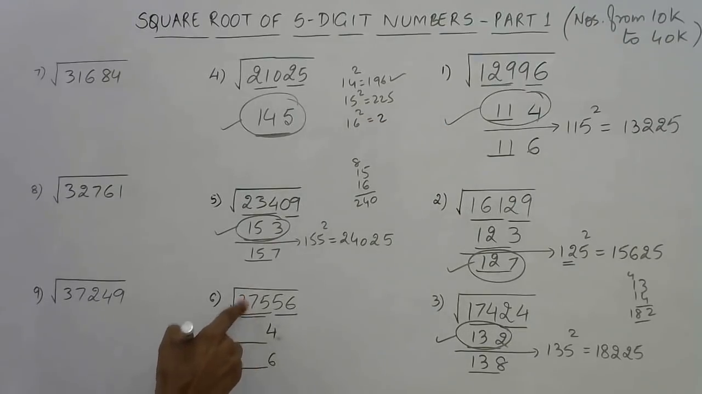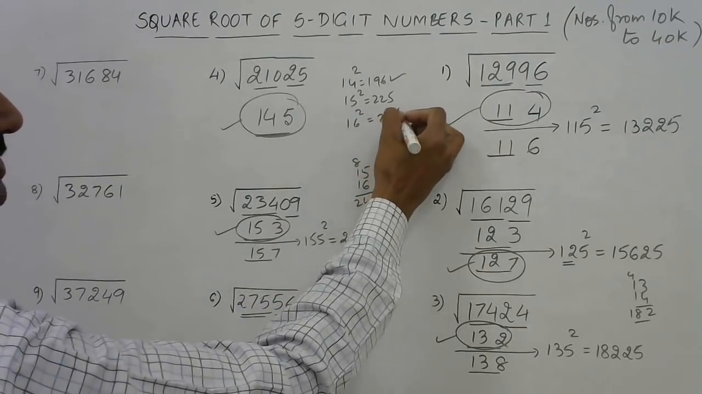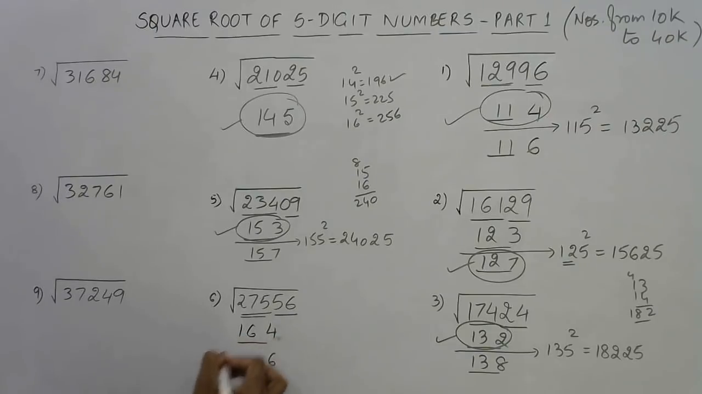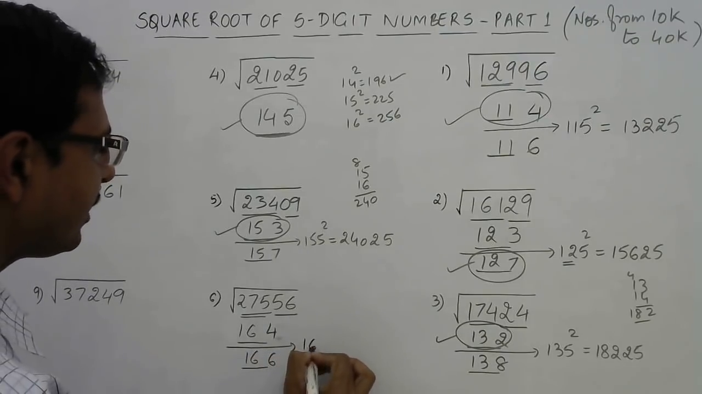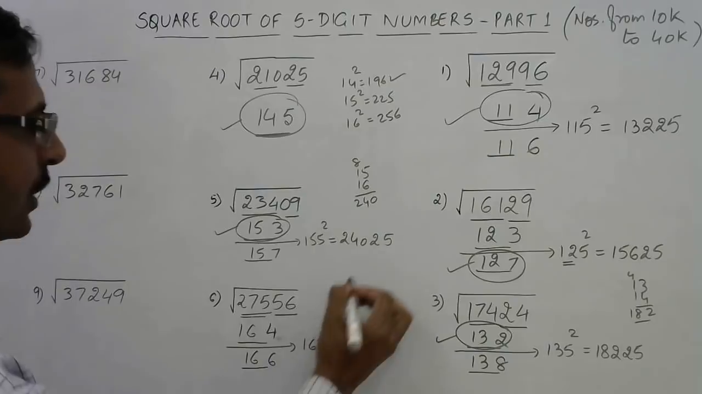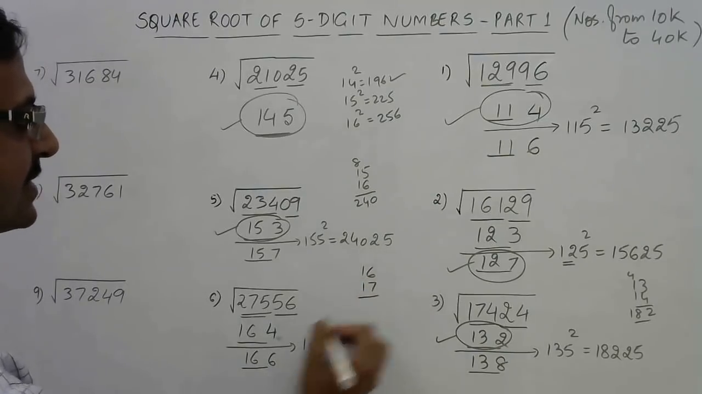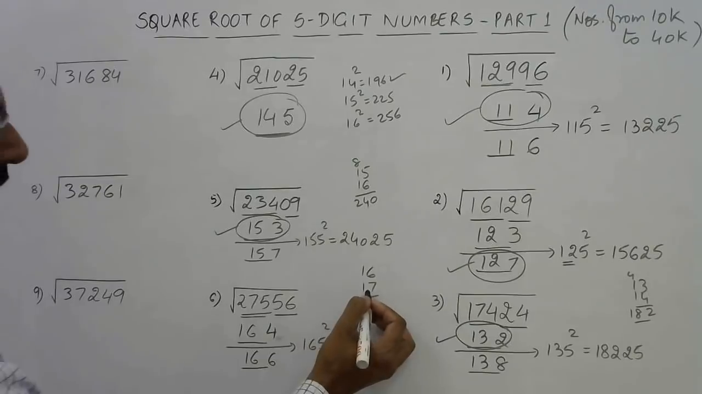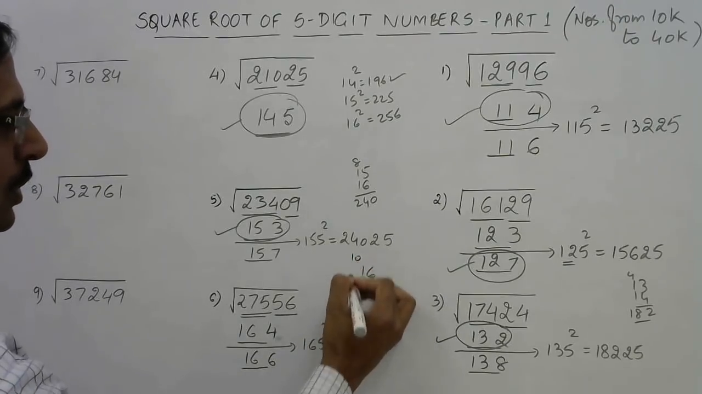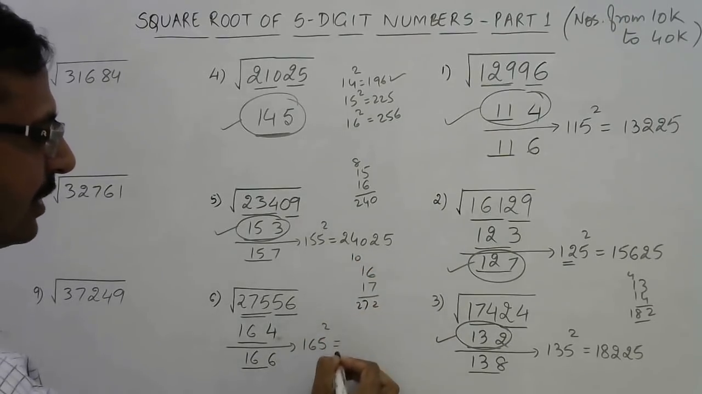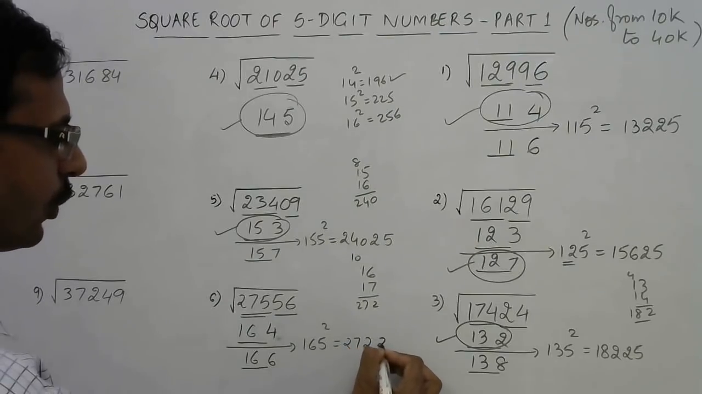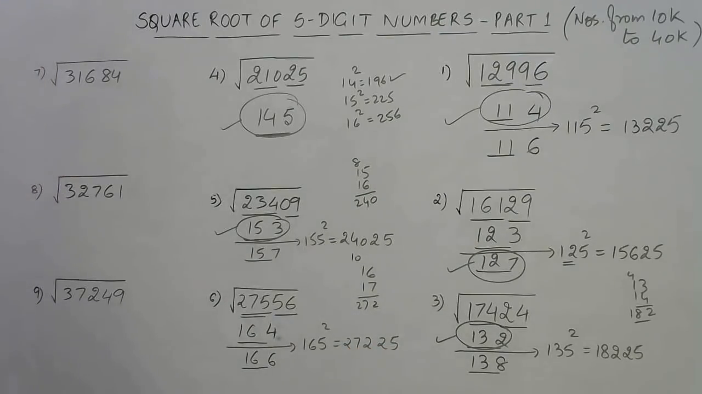This is above 275, so it has to be 16, 256. So 16 is the remaining part. So either the answer is 164 or the answer is 166. Take the intermediate number 165 square. 16 multiplied by its successor 17. 17 into 6 is 102. 17 times 1 is 17, so 272, and follow it by 25. And now look at this number. This is greater than this.